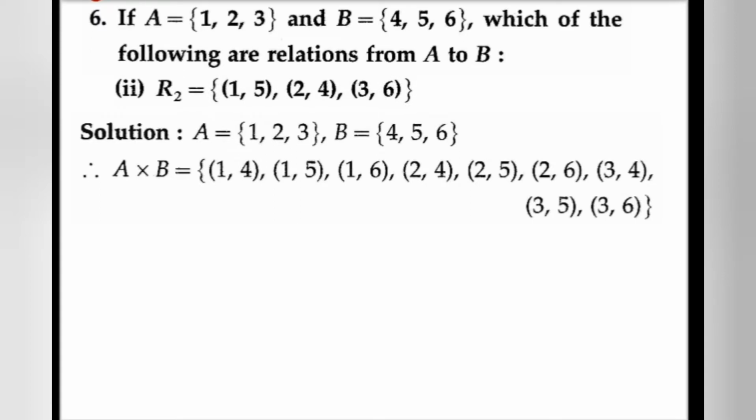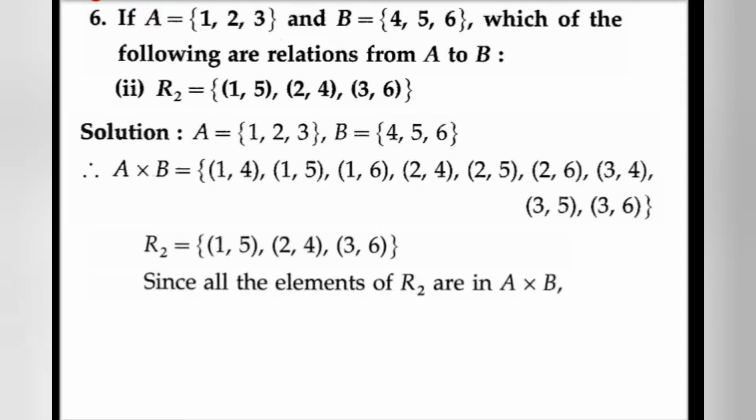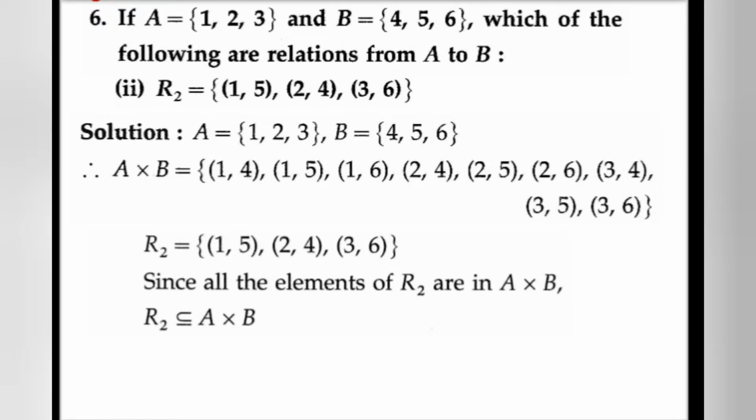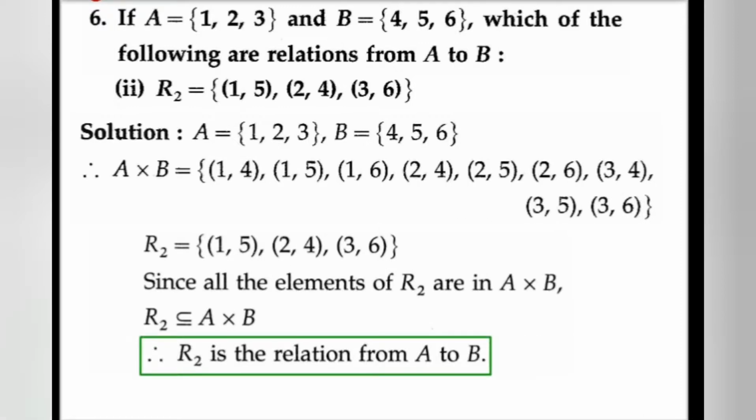Number 2. R2 is equal to set of (1,5), (2,4), (3,6). Now R2 is set of (1,5), (2,4), (3,6). Since all the elements of R2 are in A cross B, so R2 is also a subset of A cross B. Therefore, R2 is a relation from A to B.